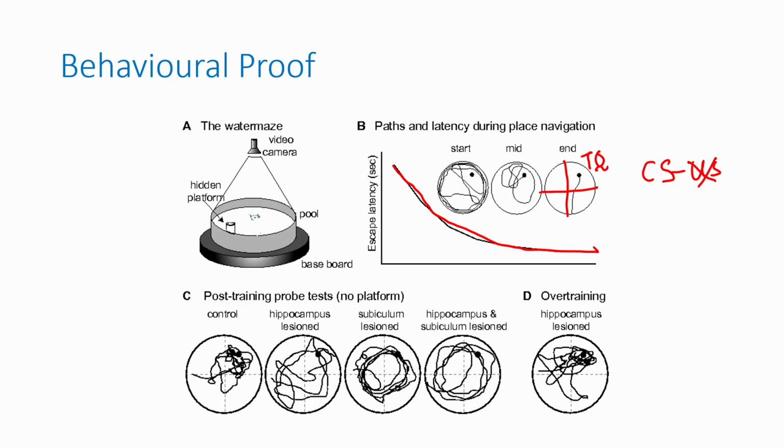In the next lecture, we will see how this group used this behavior to test the requirement of NMDA receptors in the CA1 region in forming the memories for this task.